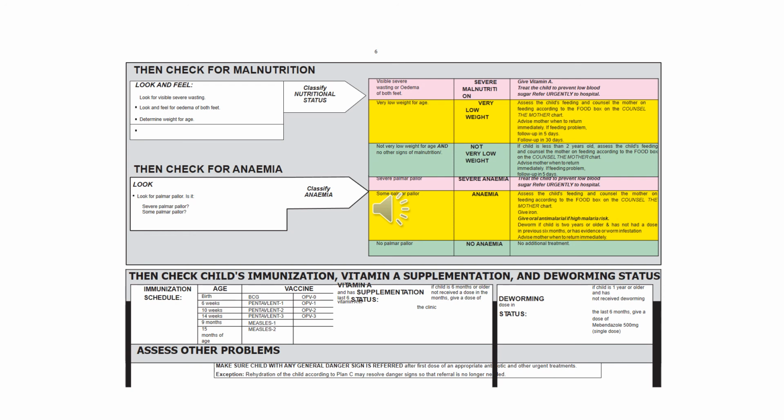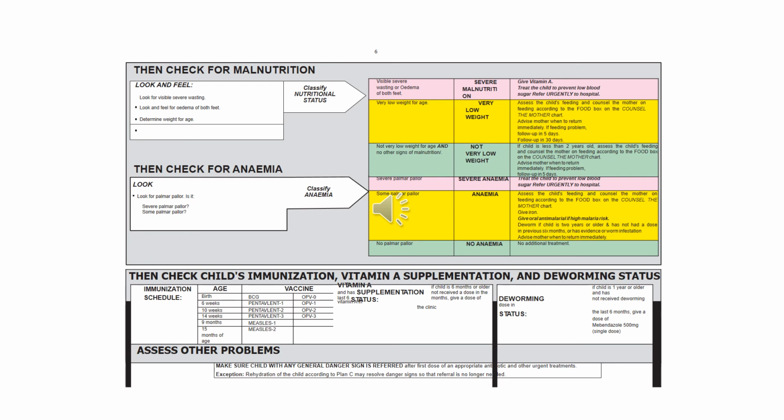Now, along with this, you have to check the child who has been brought to the health facility for anemia. While checking the child for anemia, you have to look for pallor. If there is severe pallor or some palmar pallor, then according to that you have to classify anemia. If there is severe palmar pallor, this falls into the pink zone, and this indicates that there is severe anemia, and you urgently refer the child to the hospital for further evaluation and assessment.